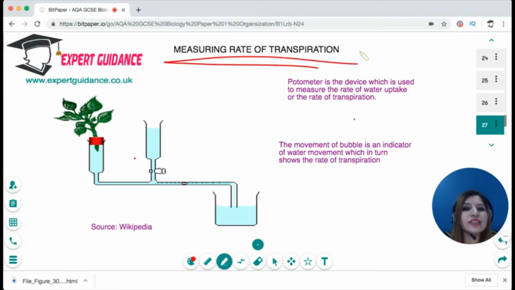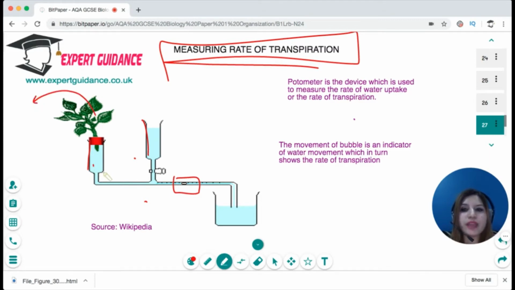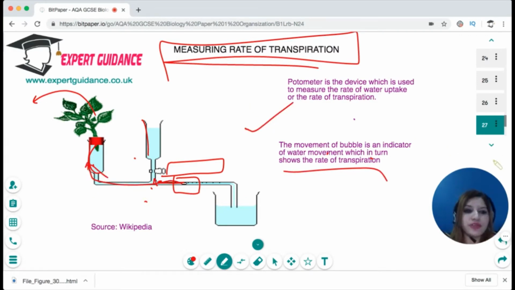Okay, now how do we measure the rate of transpiration? I think you must have done this experiment. This is a potometer. In a potometer, there's a glass tube, a reservoir of water, a beaker, and an air bubble. As the plant loses water, it will take up more water, and this bubble will move. You will use a scale and measure how much the bubble has moved. The movement of the bubble is an indicator of water movement, which in turn shows the rate of transpiration.